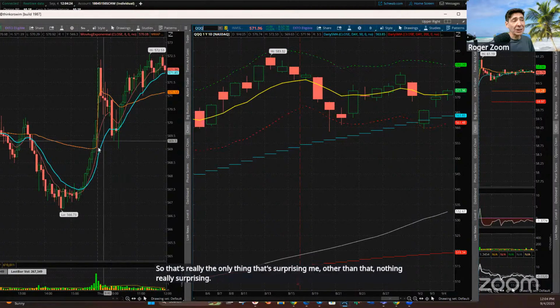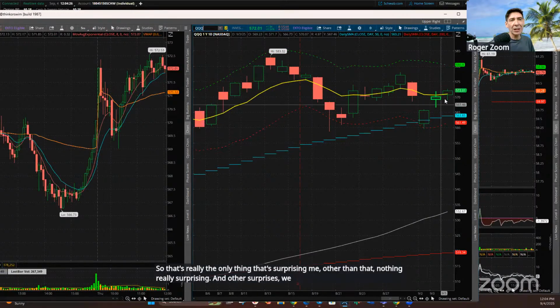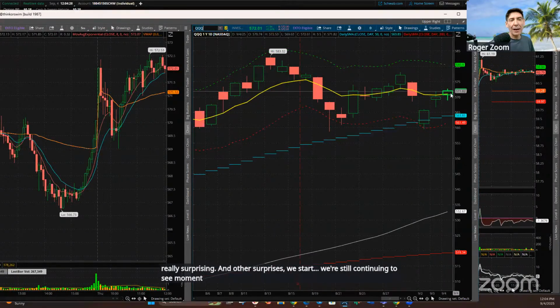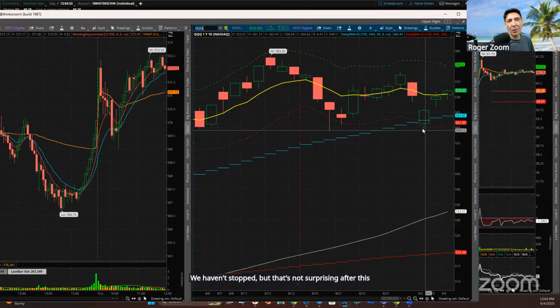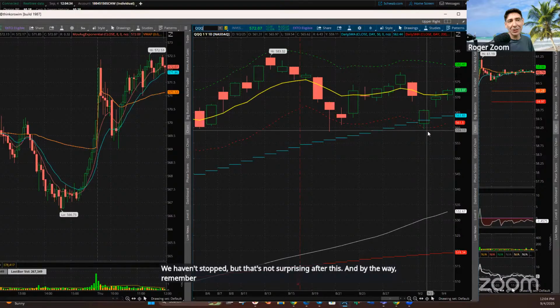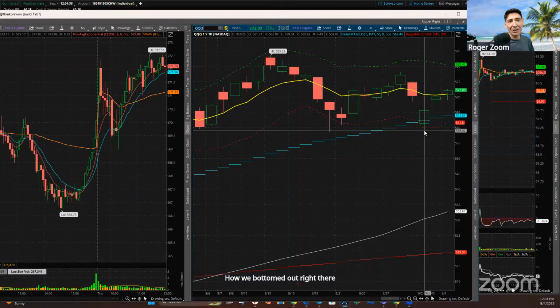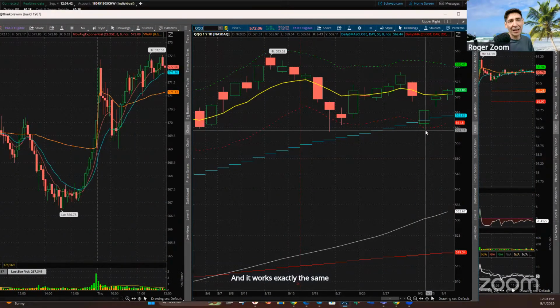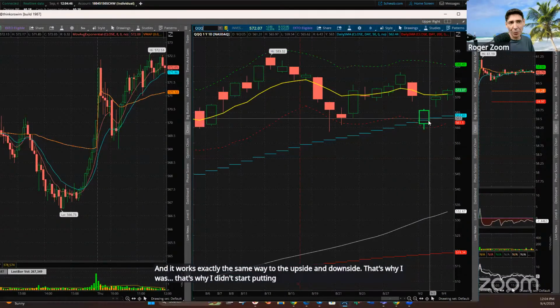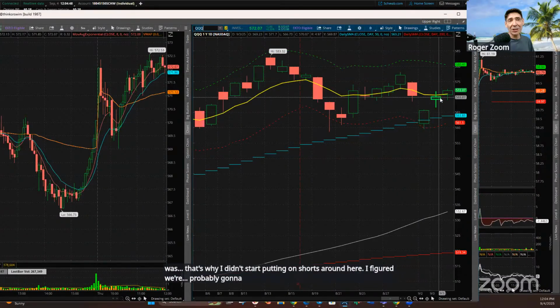Another surprise is we're still continuing to see momentum. We haven't stopped, but that's not surprising after this. And by the way, remember somebody with my initials told you about how we bottomed out right there. When we were bottoming out, I said, look, we touched that level, and it works exactly the same way to the upside and downside. That's why I didn't start putting on shorts around here. I figured we're probably going to bounce back. So this is a very nice surprise. We filled the gap completely.